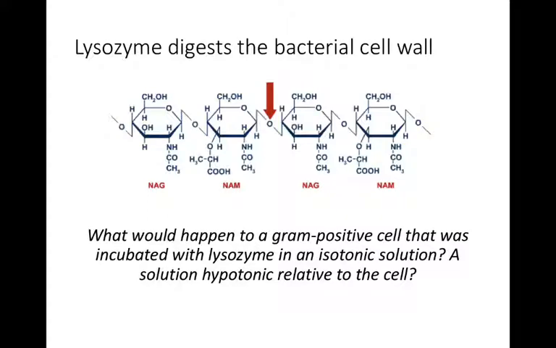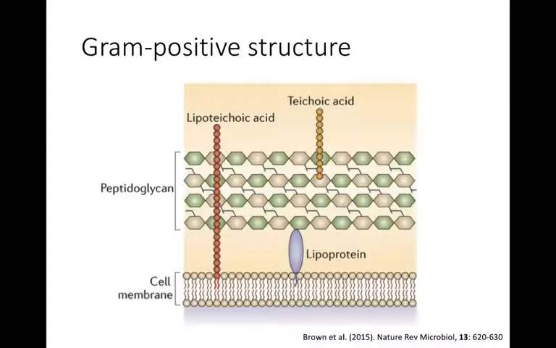The bonds that occur between N-acetylglucosamine and N-acetylmuramic acid, what that's going to do is it's going to start to disturb or break apart that lateral integrity of the cell wall. Okay? Obviously a bad thing. Okay. What will happen to a gram-negative cell?